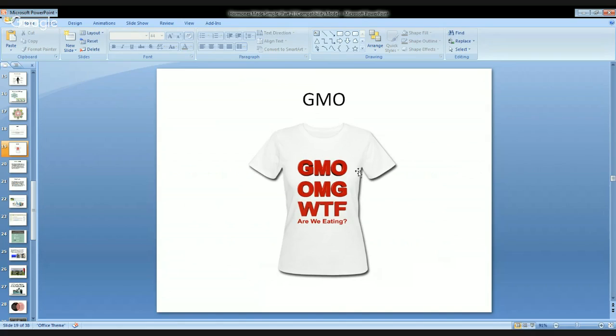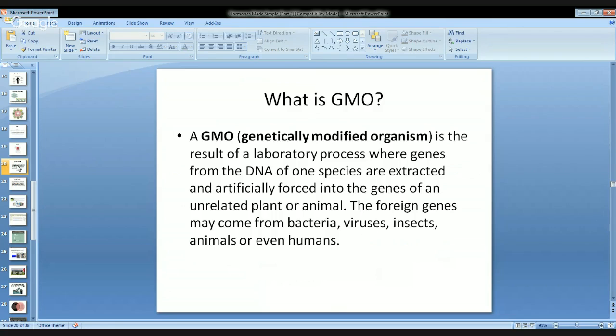We'll have to give you a t-shirt: GMO, OMG, WTF are we eating? Okay, what are GMOs? The result of genetically altered foods. So they take the DNA from one species and they artificially force it into the genes of another unrelated plant or animal. The foreign genes may come from bacteria, viruses, insects, animals, or even humans. Okay, that's what GMOs are. Okay, don't worry, it gets worse.